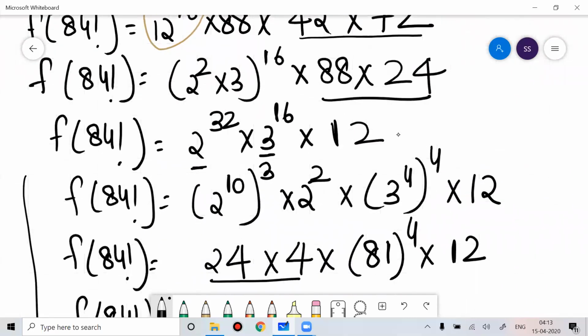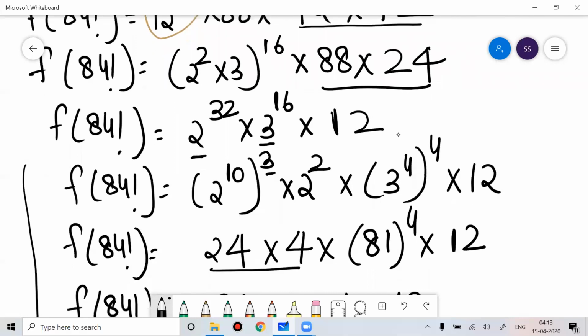Then what I did, I told you for the even number, you have to write the number in terms of 2 to the power 10. So 2 to the power 32, I can write as 2 to the power 10 to the power 3 into 2 to the power 2. That will become 32. For 3 to the power 16, I have to write in the power of 4. Okay, so 2 to the power 10 to the power odd number will give you 24.